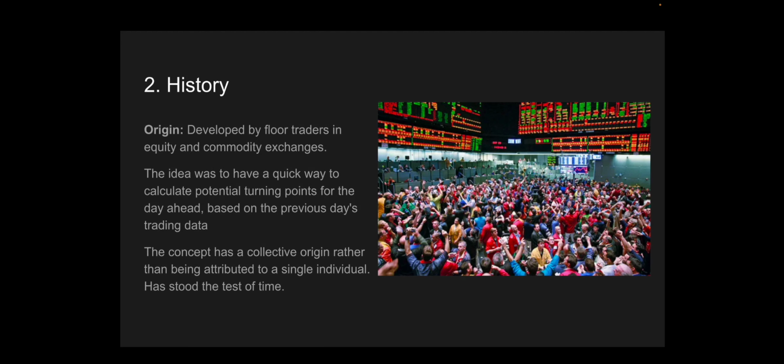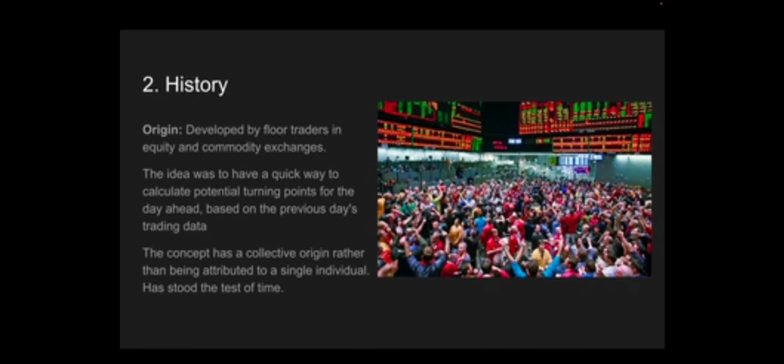And the idea was to have a quick way to calculate potential turning points for the next day, right? Anyone who traded, or at least the vast majority of floor traders, they were just trading day to day. They were the original day traders, intraday. And a lot of it was just off the top of their head. And they're just looking at price quotes. If you see around there, there's no fucking charts, right? There's no trend lines, there's no indicators. It's just boards with price quotes on the wall and people screaming numbers at each other.